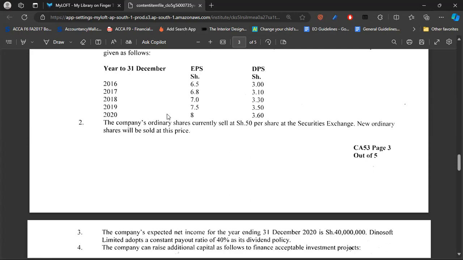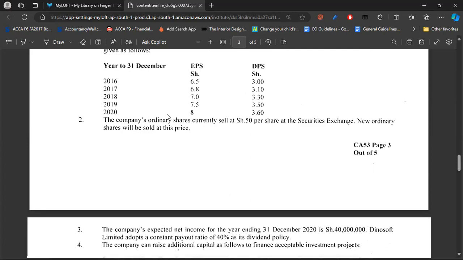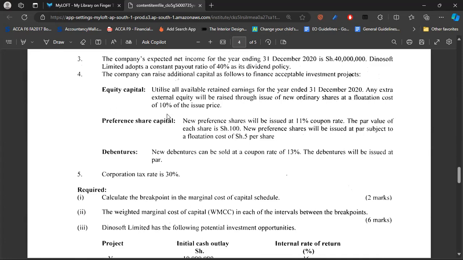The company's ordinary shares currently sell at shillings 50 per share at the security exchange. New ordinary shares will be sold at this price. The company's expected net income for the year ending 31st December 2020 is 40,000. Dinosoft Limited adopts a constant payout ratio of 40% as its dividend policy.